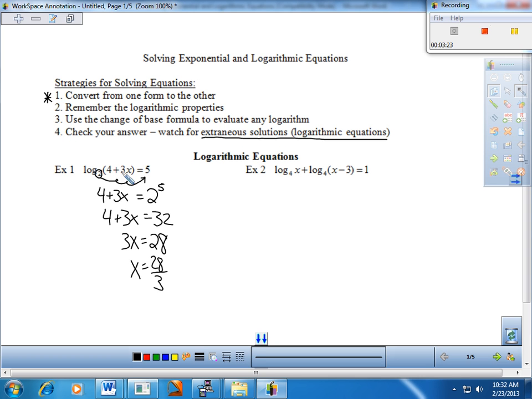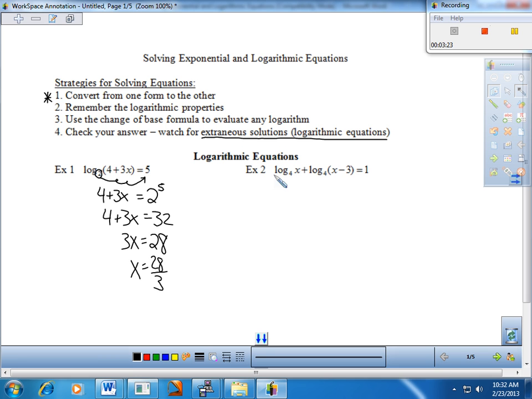All right, example 2. We're going to do something similar in nature. I'm going to roll it over, but I am not ready to roll it over yet because I have 2 logarithms, really the sum of 2 logarithms on the left-hand side. And I guess the question I would have for you is, can we work with this?